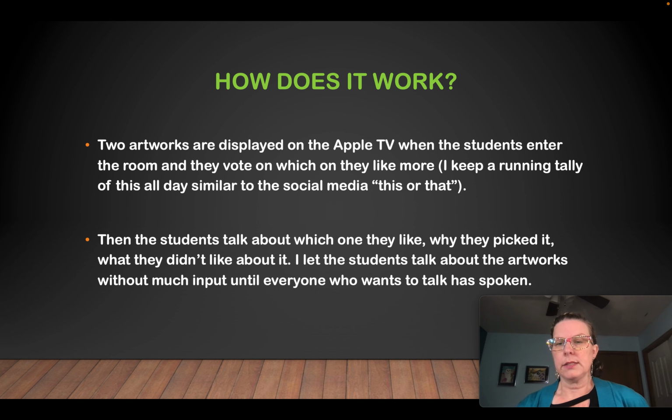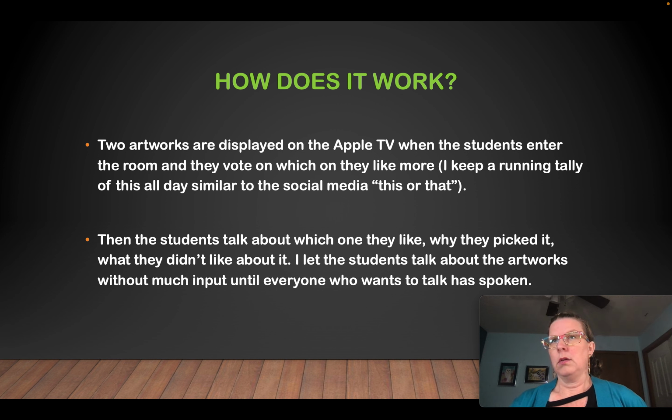Just like the social media ones, I keep a running tally. So as the day goes on, each class can kind of see which one's winning, kind of the percentage as it goes. And when everybody's done voting, I just say, hey, speak to me. What do you like? Who likes what? And it's pretty open for discussion.